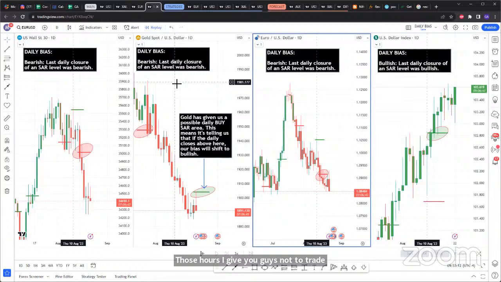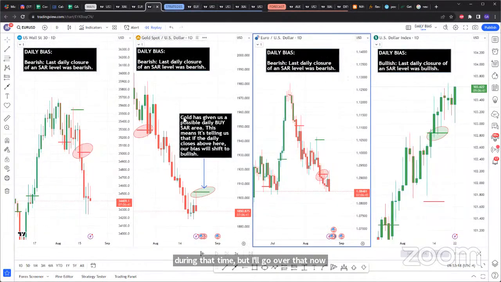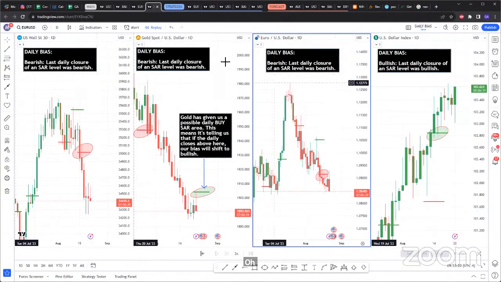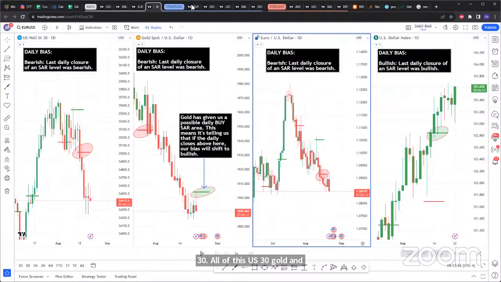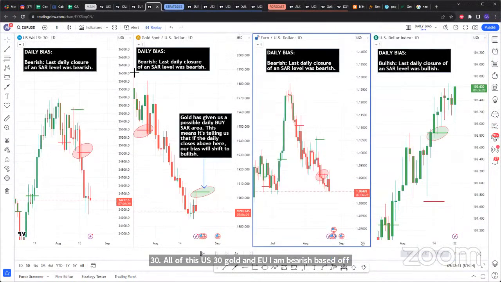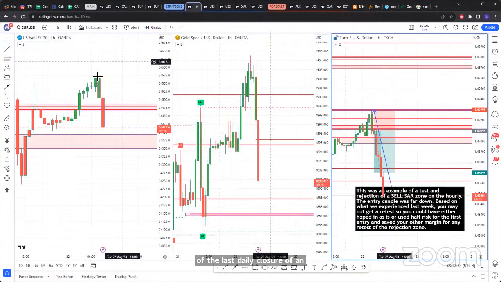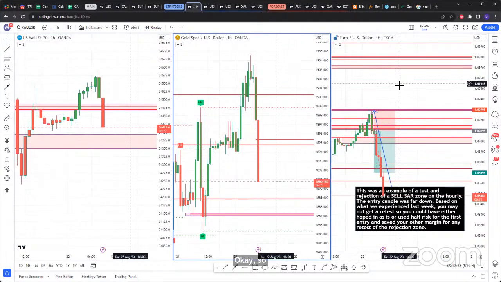Now, if everybody's okay with how to use the daily bias, right now on US 30, gold and EU, I am bearish based off of the last daily closure of an SAR level that has been bearish. So how do I go about it from here? I have another chart. I have 3 charts: US 30, gold, and EU.